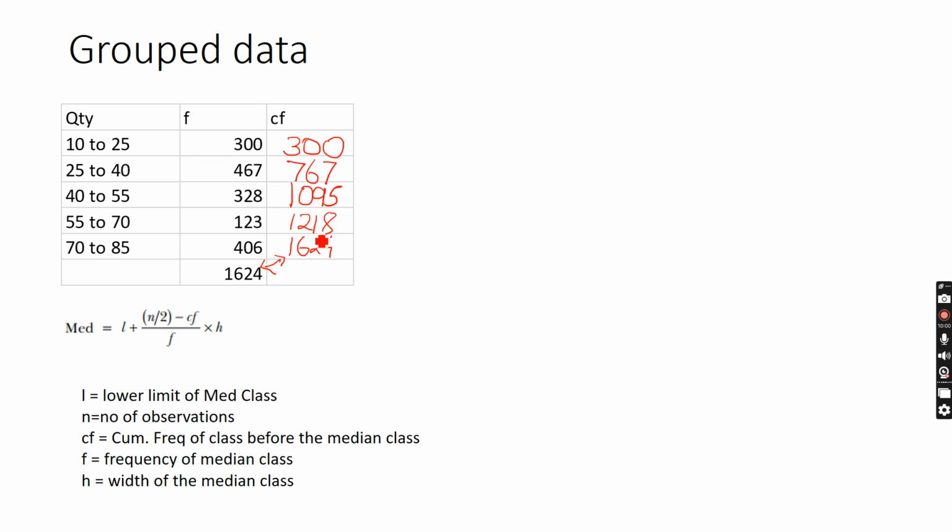Now, how do I identify which is the median class? The formula is simple. To calculate the median class, we take n by 2. In our case, n was 1624, divided by 2. That is, we are interested in the 812th observation. So if you remember, median corresponds to position. We are interested in the 812th position. If you look at the first class, in this we have up to 300 position.